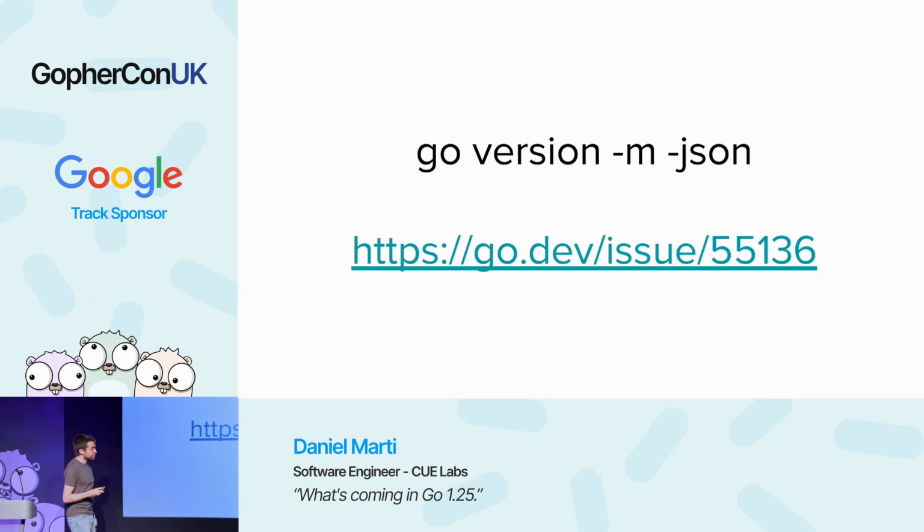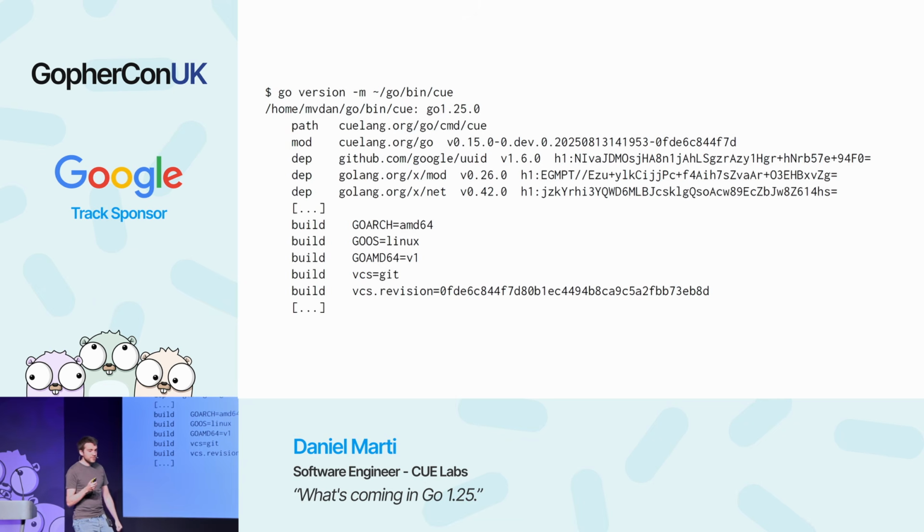Another change is go version -m -json. I'm willing to bet that not many of you are aware of this, but go version, the command that tells you what version of Go you're running, with the -m flag, you can point it at a Go binary, and it's going to tell you the embedded information in the binary that says what Go version built this binary, what module did it come from, what version of that module, what dependencies did it have, and at what versions, as well as the build parameters, such as for example, GOARCH, or what operating system, what VCS and revision it came from, and so on.